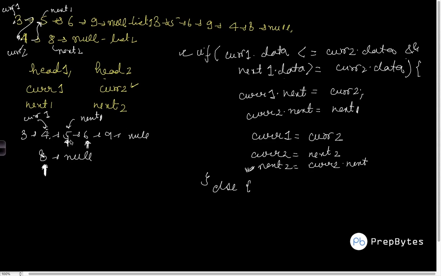But before that there is a condition. Before we just go ahead, there might be a situation where we have something like 3, 4, 5, null and we have 8, null. So in this case, what will happen if we try to update is that right now my cur1 is this and this is my next 1.